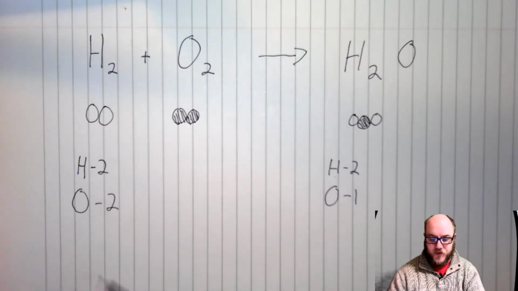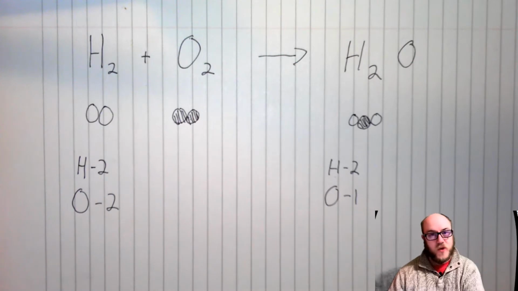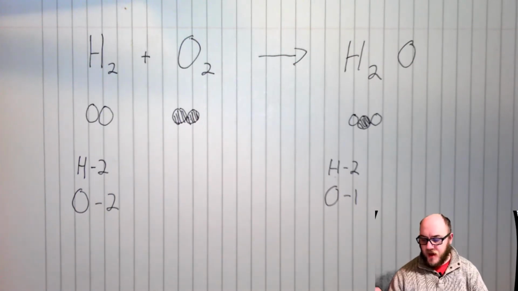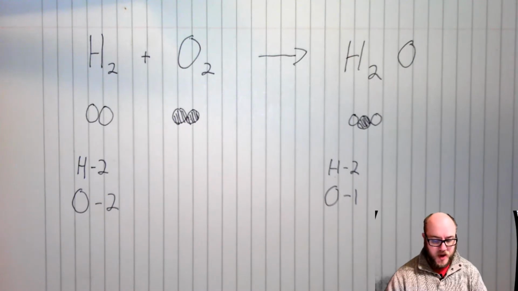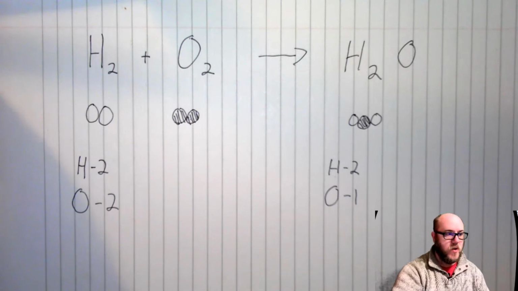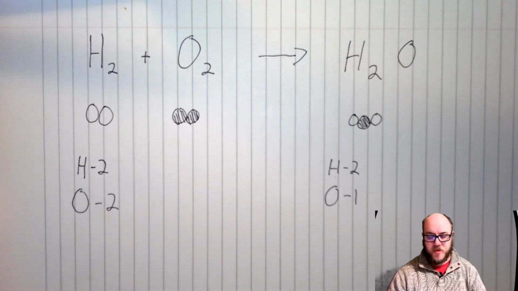If I start with 2 hydrogen atoms, I need to have 2 hydrogen atoms in my product. And if I've got 2 oxygen atoms in my reactants, I need to finish with 2 oxygen atoms. So this isn't going to work. This isn't balanced. So what do we do? Now, let's first look at the things we can do. And I'm going to make this easier on myself by representing this with these cool little Lego blocks.